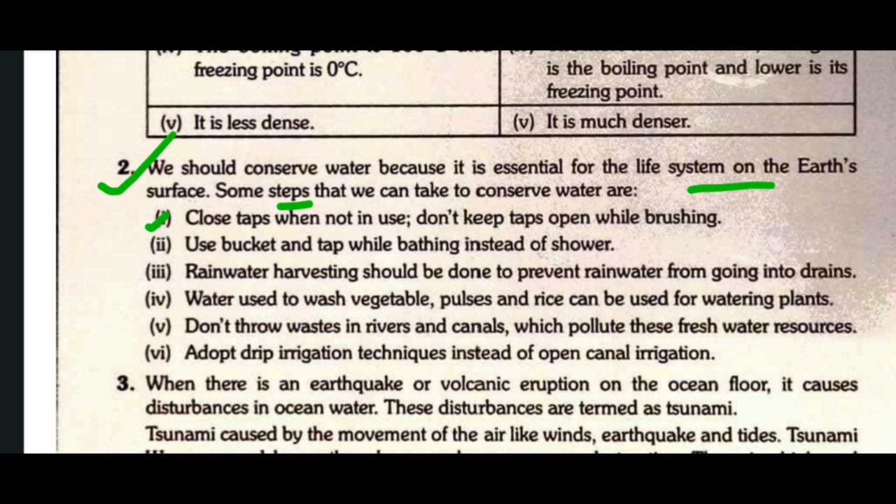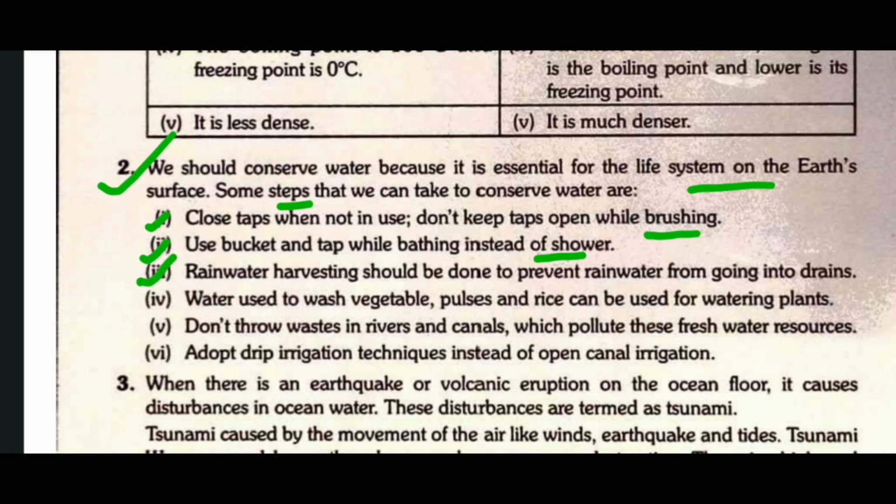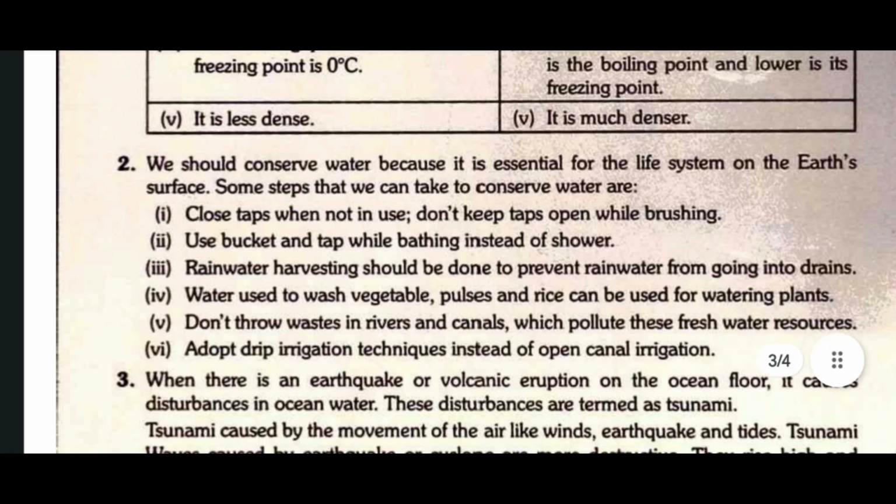Close taps when not in use. Don't keep taps open while brushing. Use bucket and tap while bathing instead of shower. Rain water harvesting should be done to prevent rain water from going into the drains. Water used to wash vegetables, pulses and rice can be used for watering plants. Don't throw waste in rivers and canals which pollute these freshwater resources. Adopt drip irrigation techniques instead of open canal irrigation.